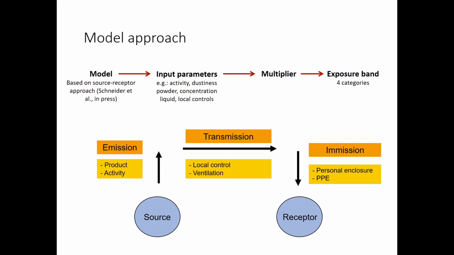So this is the phase of emission, and also the emission where the nanoparticles reach the worker can be controlled by personal enclosure, for instance, or personal protective equipment. So this is put in an algorithm, and for each of the parameters, the user of Stoffenmanager Nano needs to quantify these parameters. This can be done by choosing the appropriate category from the parameters, and each category is related to a multiplier, in the end bringing you to exposure bands. There are 4 exposure bands possible.